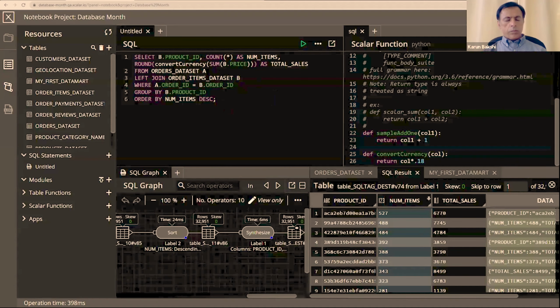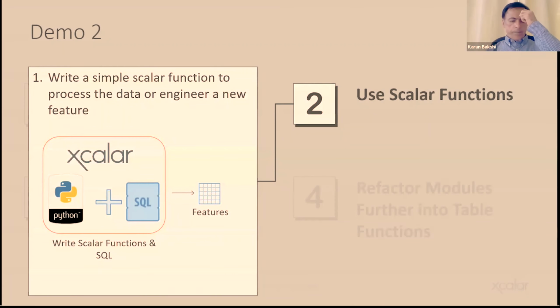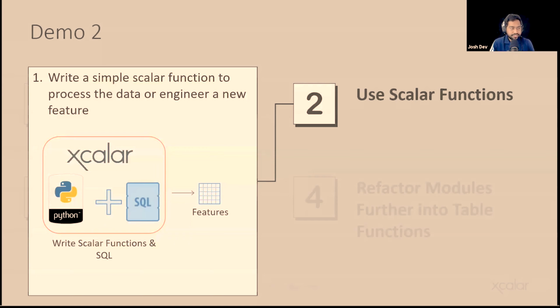Now let's recap what we just did. In this demo, we created a simple currency conversion scalar function. We took our existing SQL statement and augmented it with our function. We then showed how scalar functions and SQL functions can be chained together. And right here is a good example of using scalar functions that Karun will get into, but essentially we can use SQL and Python to generate new features. All right, back to you, Karun.